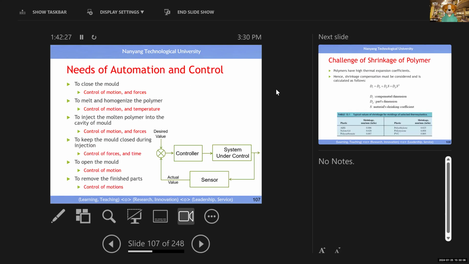So you see motion control is important, force, because when you inject, there's a force there. Temperature control, you see motion, force, temperature, timing. Okay, so there are a lot of opportunities for you to do automation inside this process.